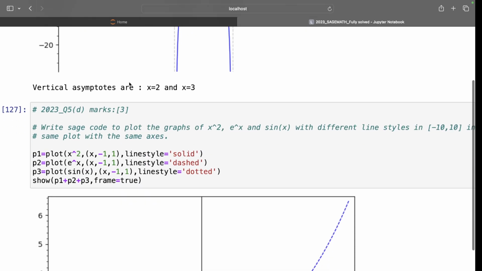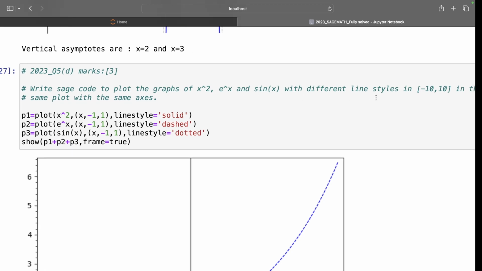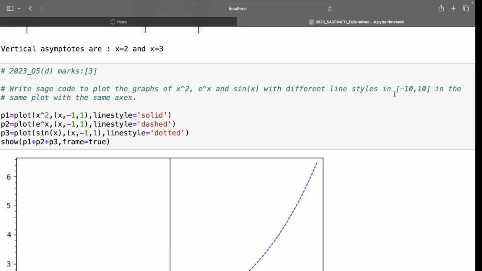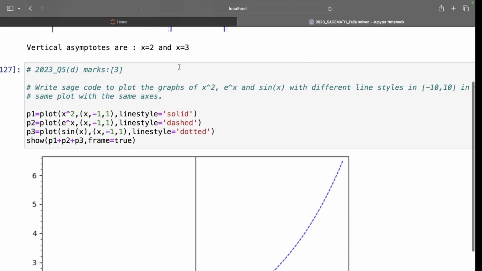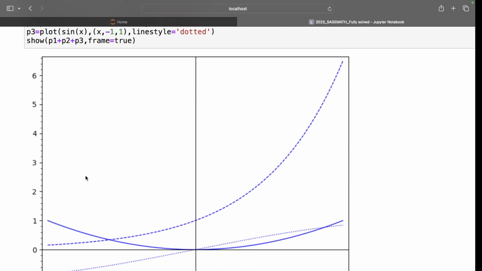Question 5d. Write Sage code to plot the graphs x to the power 2, e to the power x, and sine x with different line styles in the closed interval -10 to 10 in the same plot with the same axis. Say P1 equal to plot x square, and x range is x comma -1 to 1. Line style, single quote solid. This is the solid line, the x square. This is the x-axis, this is the y-axis, this is the origin.